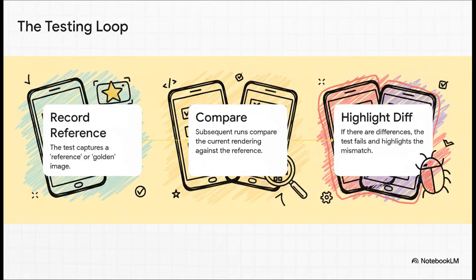The whole workflow is just a simple loop. First, you record those baseline images for all your components. Then, as you're coding and making changes, your tests are running in the background, constantly comparing the live UI to those baselines. If even a single pixel is different, the test fails, and it spits out a report that shows you exactly what changed. Now, if you meant to make that change, you just tell the tool to update the reference image and you're good to go.